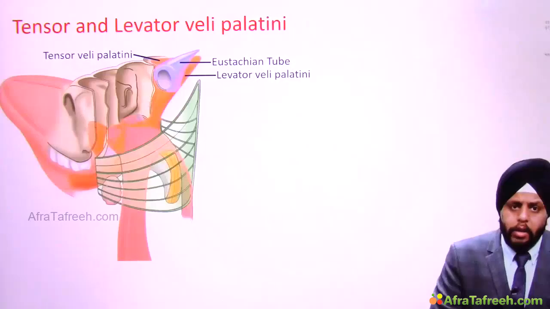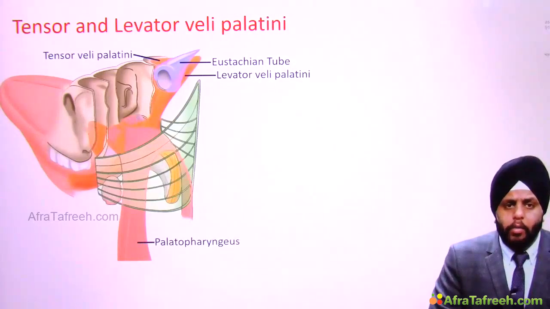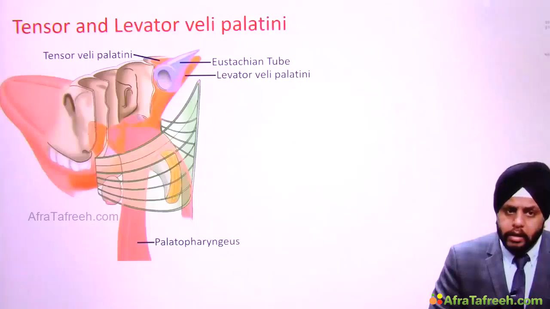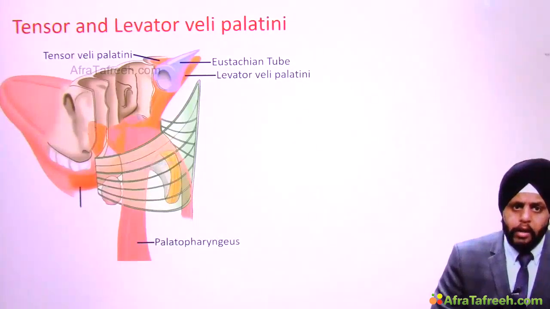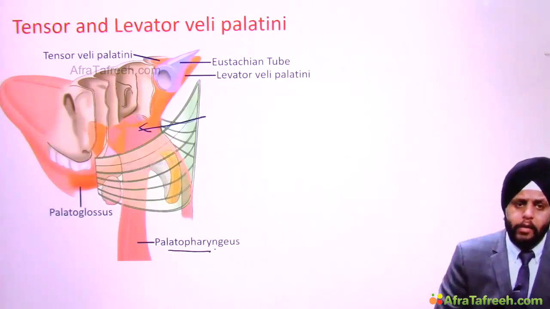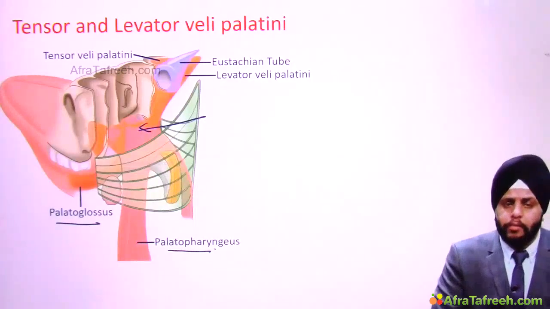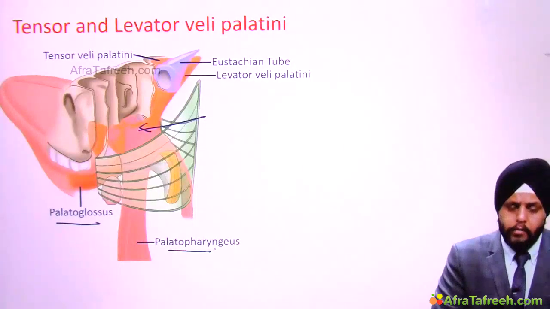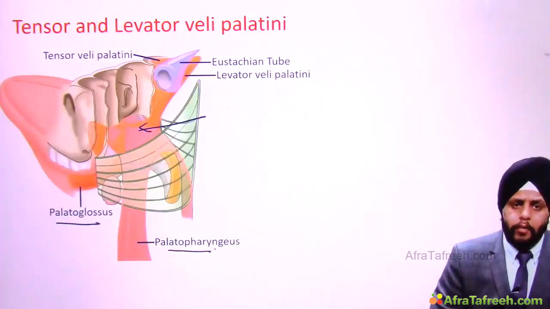Look at this tensor veli palatini. It goes down, takes a turn at the pterygoid hamulus, and attaches to the other side's tensor veli palatini in the center, in the soft palate. We can also see the other muscles in the soft palate: the palatopharyngeus and the palatoglossus. All together, these form the soft palate.